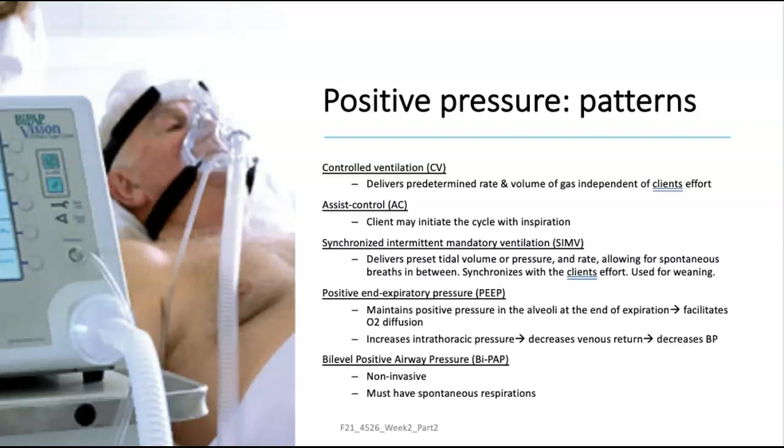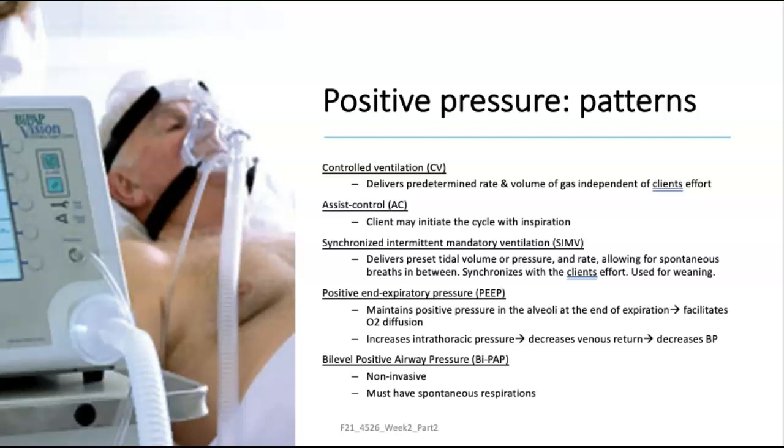The disadvantage is that it can increase intrathoracic pressure, which decreases the venous return, which can decrease the blood pressure. So it's just a little bit helpful to prevent the alveoli from completely collapsing throughout the respiratory cycle.